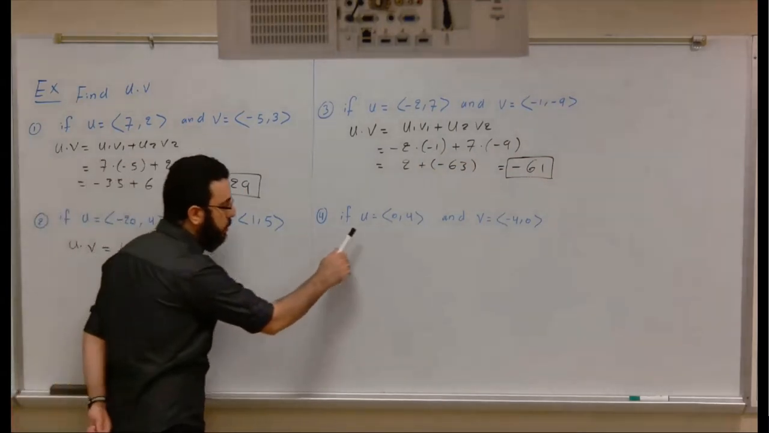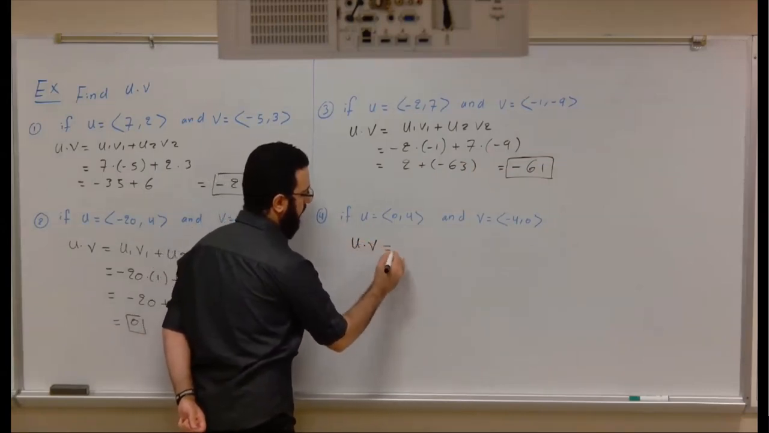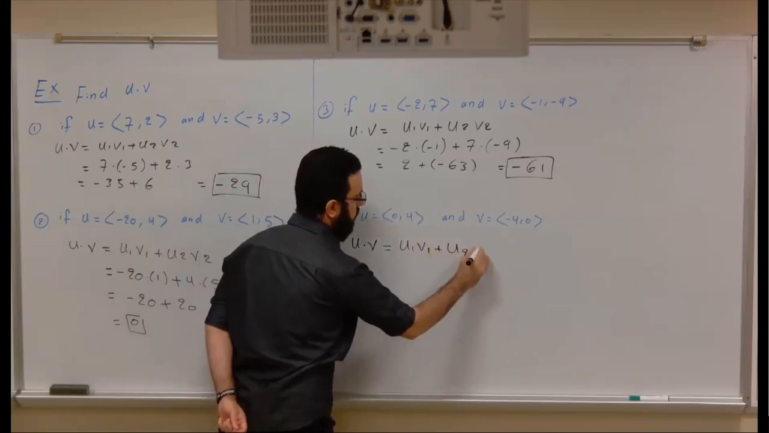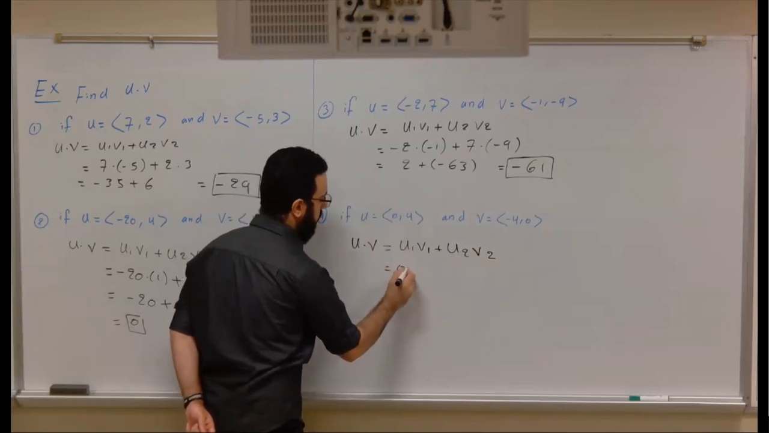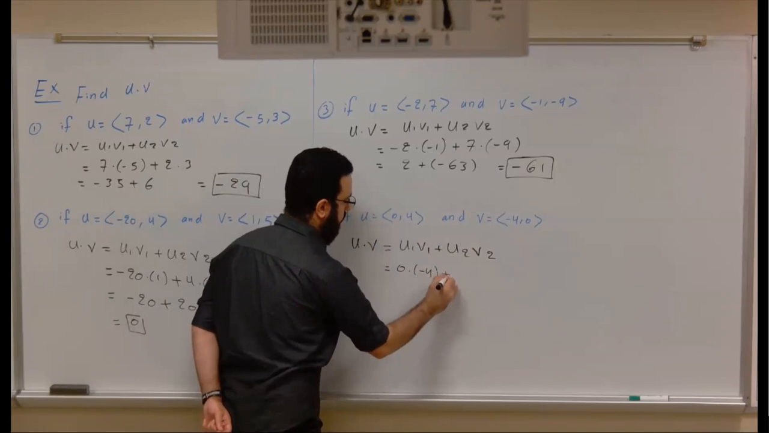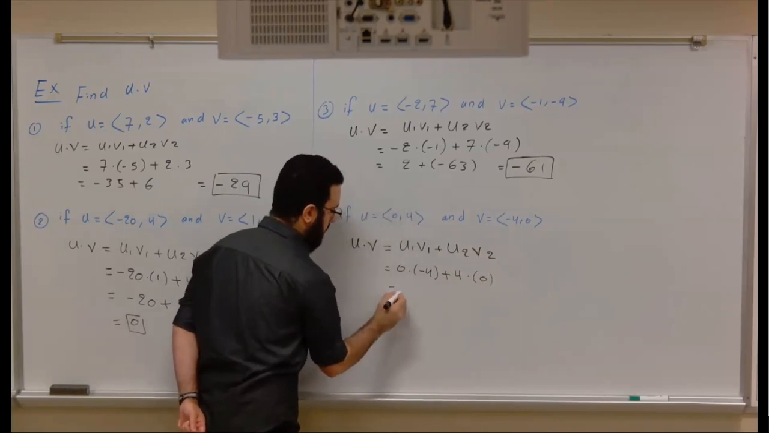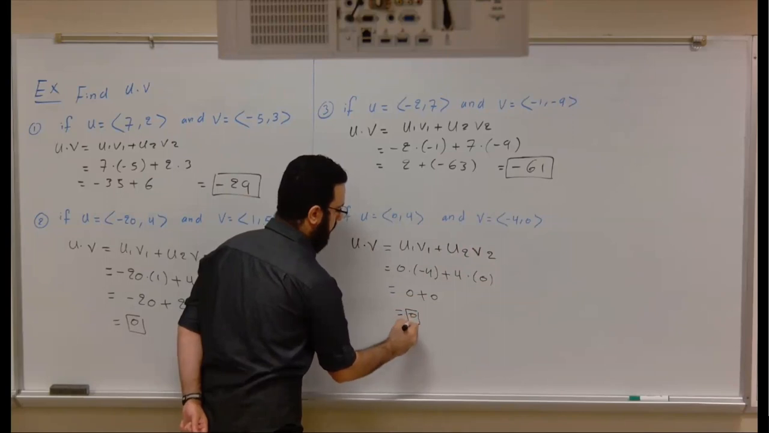Dot product between U and V. So U dot product with V is going to be U1 V1 plus U2 V2. U1 is 0 times V1 is -4, plus U2 times V2 is 0. That means it's going to be 0 plus 0. The result equal.